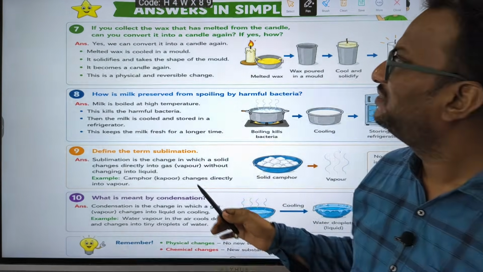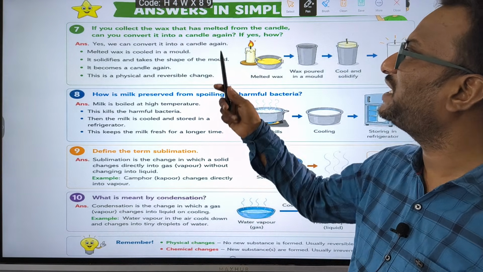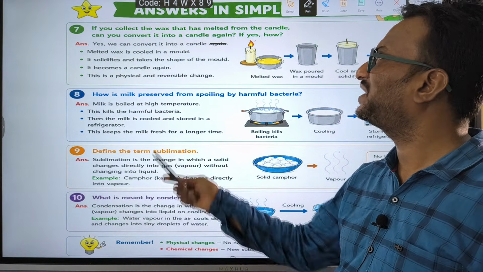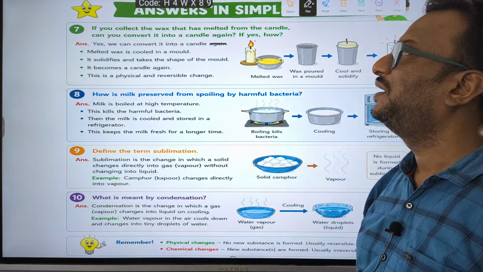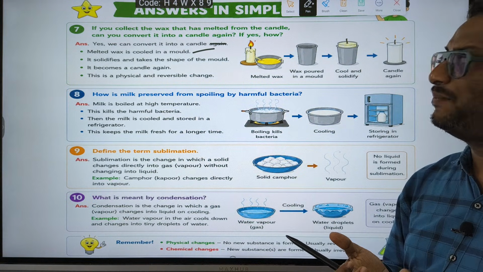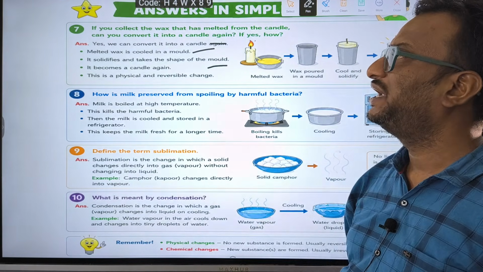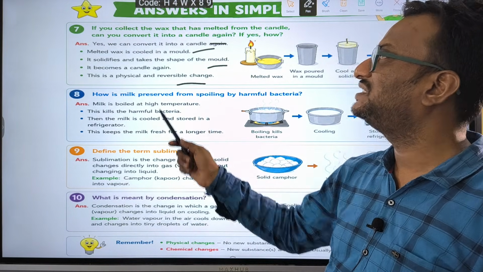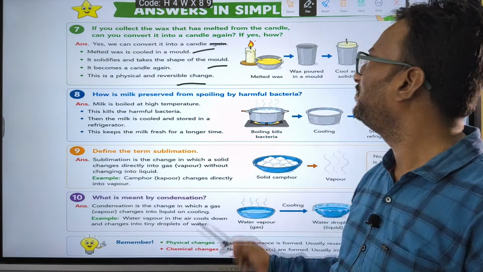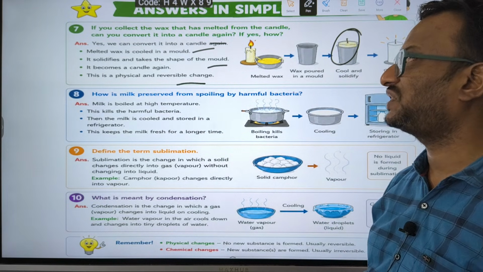If you collect the wax that melted from the candle, can you convert it into a candle again? If yes, how? Yes, we can convert it into a candle again. Melted wax is cooled in a mold or in a bowl whatsoever. It solidifies and takes the shape of the mold. It becomes a candle again. This is a physical and reversible change. We are going to keep it in a mold, somewhat like ice cream cups.